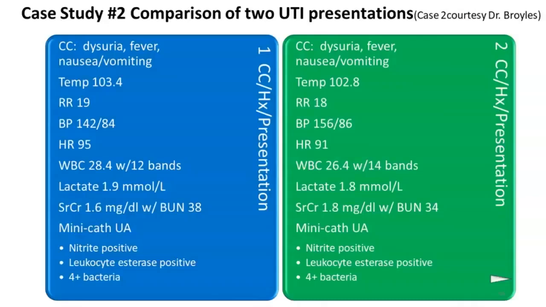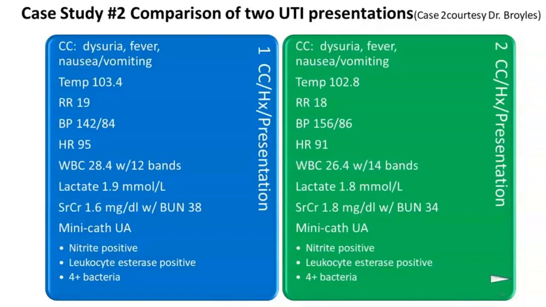to stopping therapy. So let's look at two different cases, and I thank Dr. Broyles for providing case number two. And you'll see these are two similar cases. These are patients who presented with probable pyelonephritis. They're febrile. They're not hypotensive. Their heart rate's sort of borderline in terms of being tachycardic. They both have a leukocytosis with bandemia. Their lactates are just below the upper limits of normal, usually about 2 or 2.1. They both have slightly elevated BUN and creatinine compared to their baseline. And both of them have a positive urinalysis consistent with pyelonephritis.